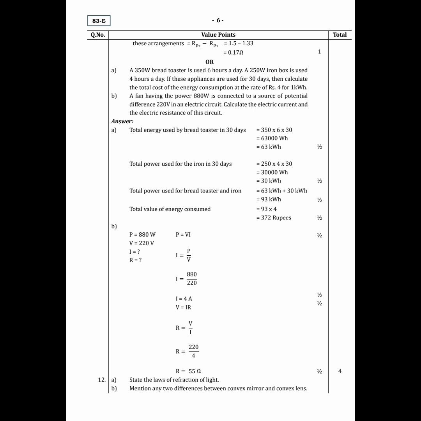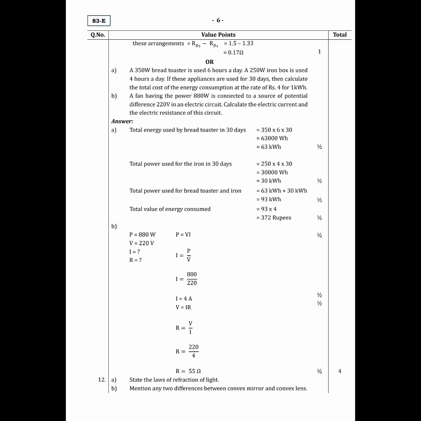For sub question B, P is equal to 880 watt, V is equal to 220 volt, I is equal to question mark, R is equal to question mark. P is equal to VI, so I is equal to P divided by V. I is equal to 880 divided by 220. I is equal to 4 A. V is equal to IR, so R is equal to V divided by I. Resistance is equal to 220 divided by 4, which is 55 ohm.